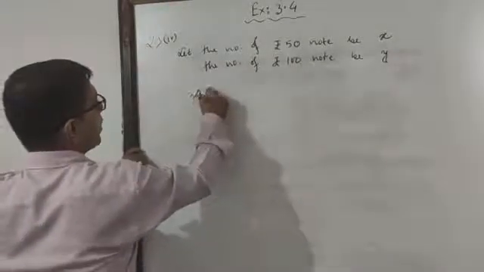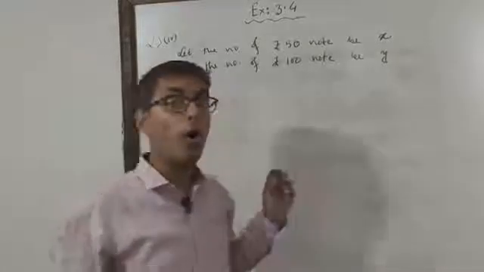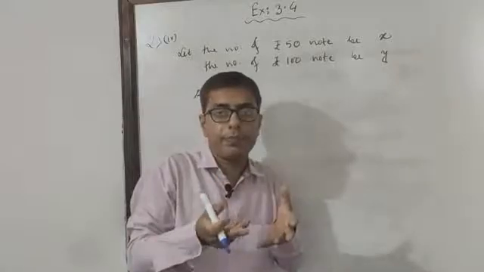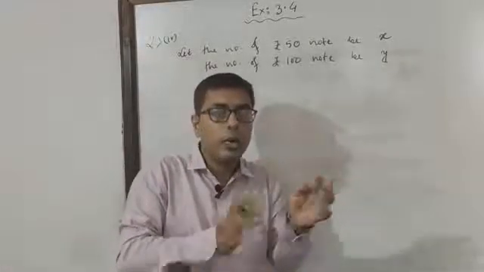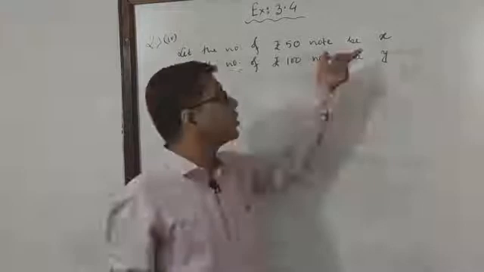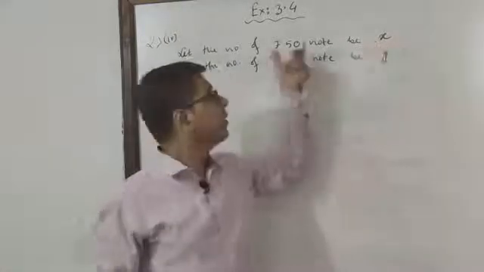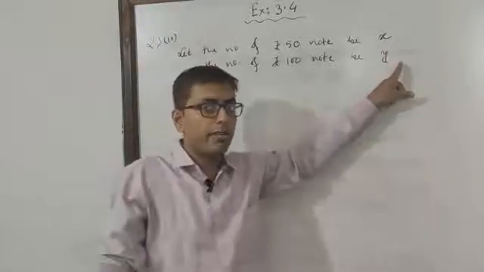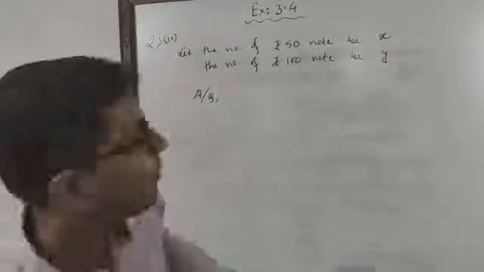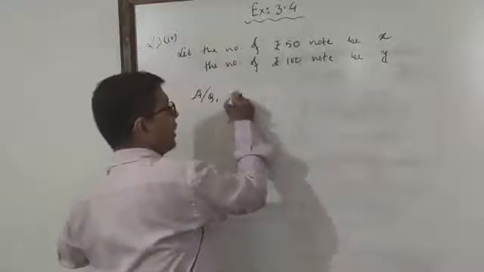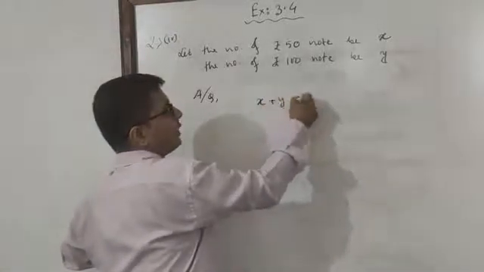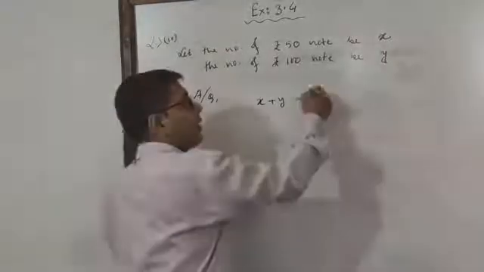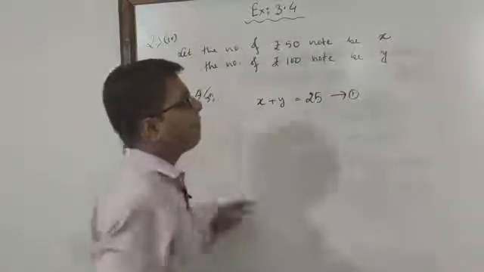According to the question, what is said? Meena received a total of how many notes? Look at the question. Total number of notes together is 25. So the number of rupees 50 notes is X, the number of rupees 100 notes is Y, and the total X plus Y will be 25, as given in the question. So simply we can write one equation. According to the question, X plus Y, number of rupees 50 notes plus number of 100 notes. Total how many notes are there? There are 25 notes. This is the first equation, okay?